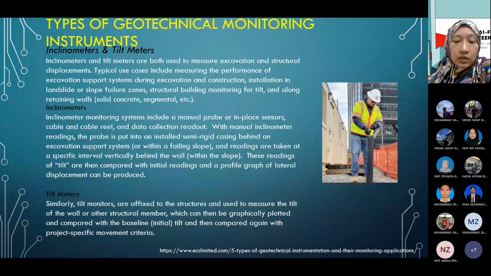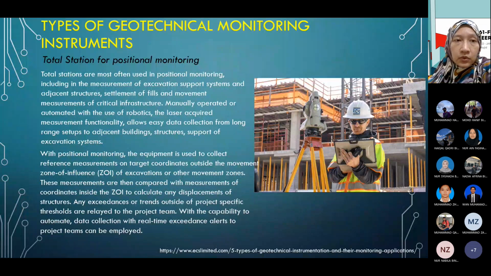So if you take one example here, start off with the total station for positioning monitoring, and then you read through. It is used most often in positional monitoring, including the measurement of excavation support systems and adjacent structures, settlement of fields and movement measurements of critical infrastructure. So it is manually operated or automated with the use of robotics. The laser acquire measurement functionality allows easy data collection from long-range setup to adjacent buildings, structure support or excavation system.